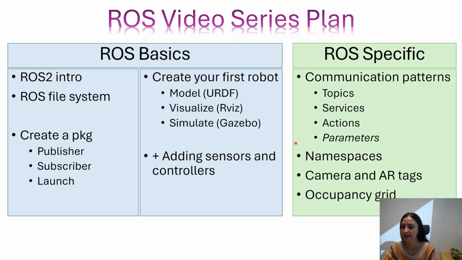Afterwards, this is a bit tentative plan, but we can talk about more specific subjects, let's say different communication patterns, actions, parameters, and services. And we can discuss namespaces and other kinds of common but a bit more advanced subjects within ROS. But the plan is to go with the ROS basics, and we will see how much it will be needed later on.